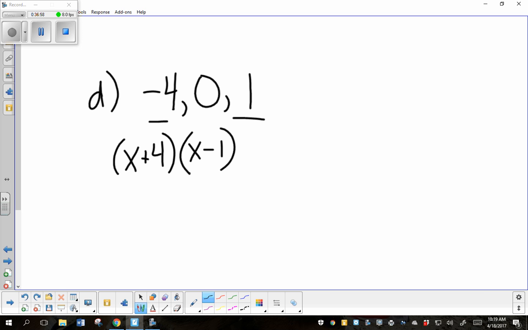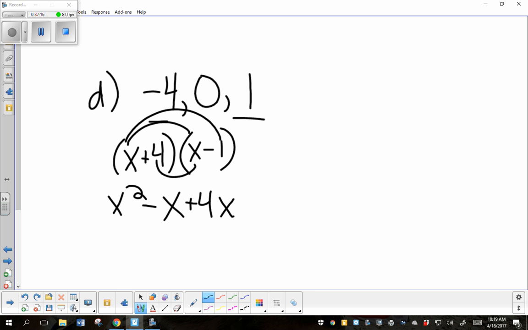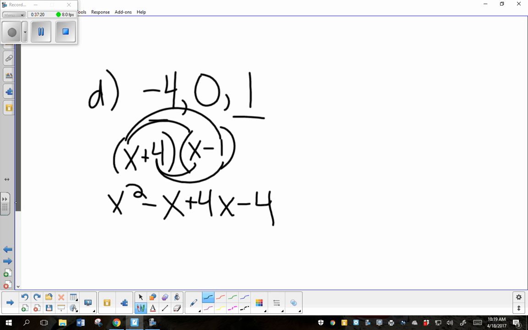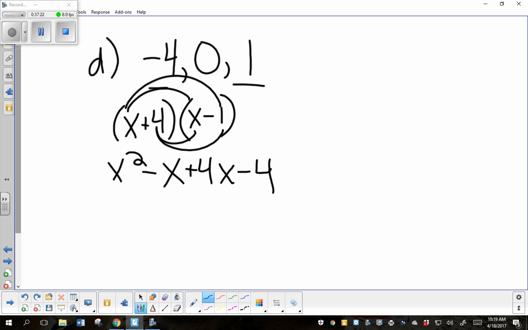So now we need to multiply this out. So x times x is x squared, outer x times negative 1, negative 1x or negative x, inner 4 times x, nice, and last 4 times negative 1, negative 4. Can we combine any like terms? Yeah, what's negative x plus 4x? Good, so x squared plus 3x minus 4. Now, that's going to give us those 2 solutions of negative 4 and 1, but we also wanted a solution of 0.